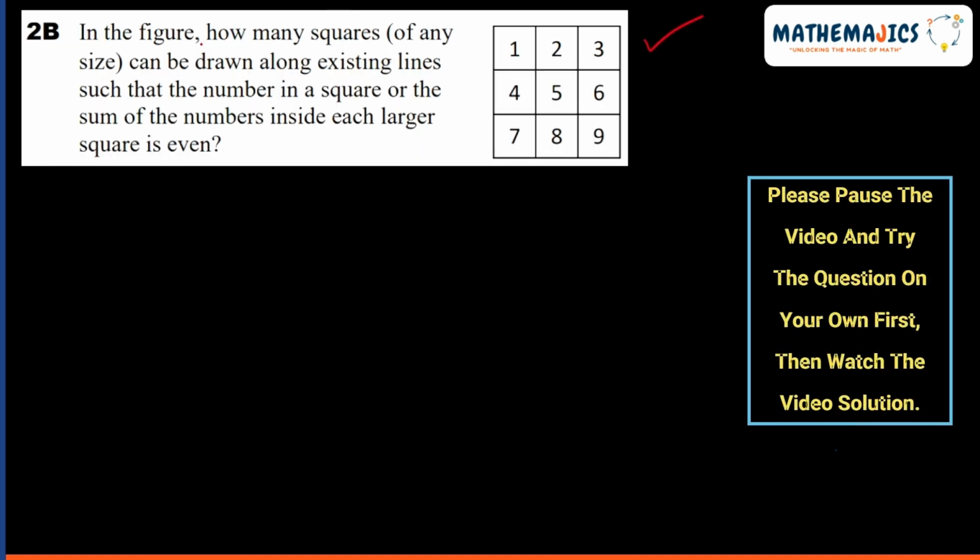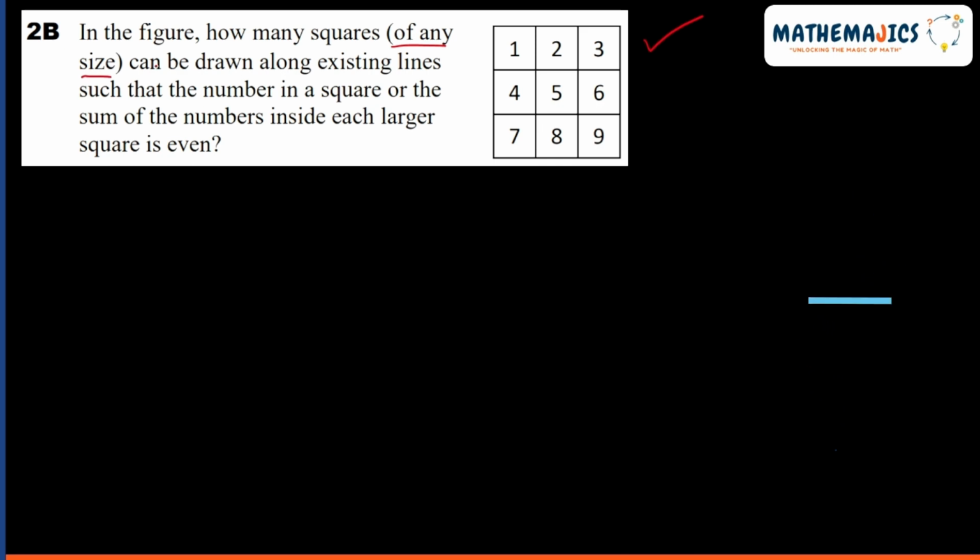Let's read it. In the figure, how many squares of any size, this is an important line, of any size, can be drawn along existing lines such that the number in a square or the sum of numbers inside each larger square is even. Okay.